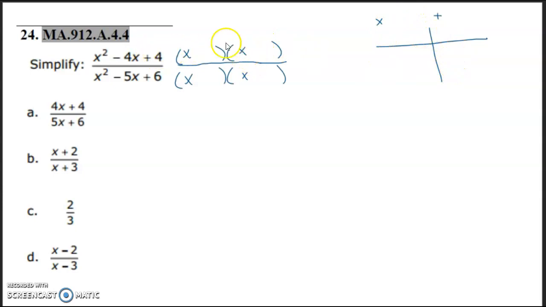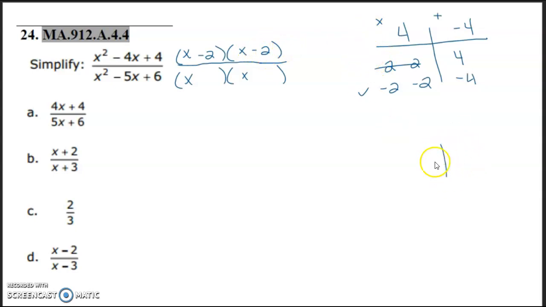So I need two numbers that multiply to be 4 and add to be negative 4. Numbers that multiply to 4 are pretty easy. It's 2 and 2. However, those give me a positive 4, so that tells me that I need to do negative 2 and negative 2, and that'll be the right one. So negative 2 and negative 2.